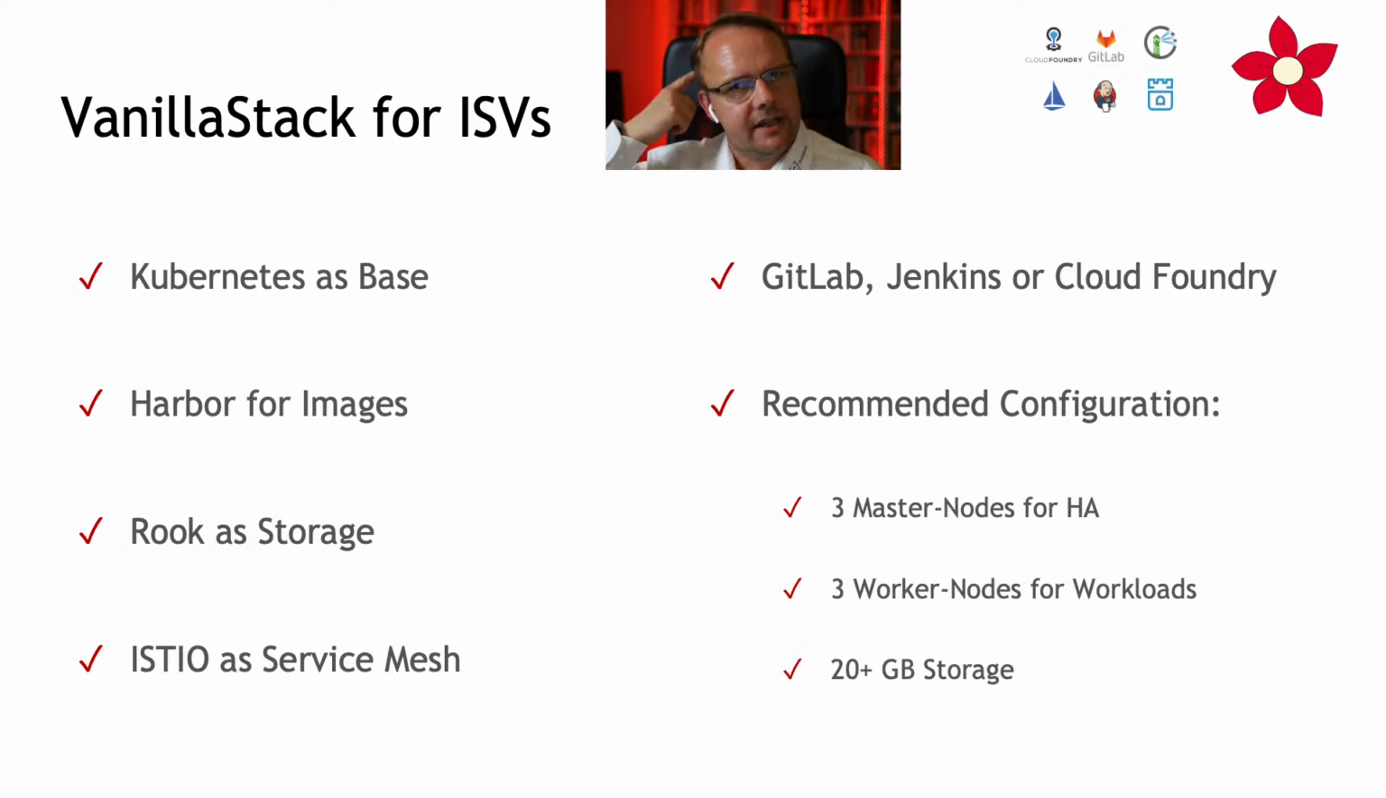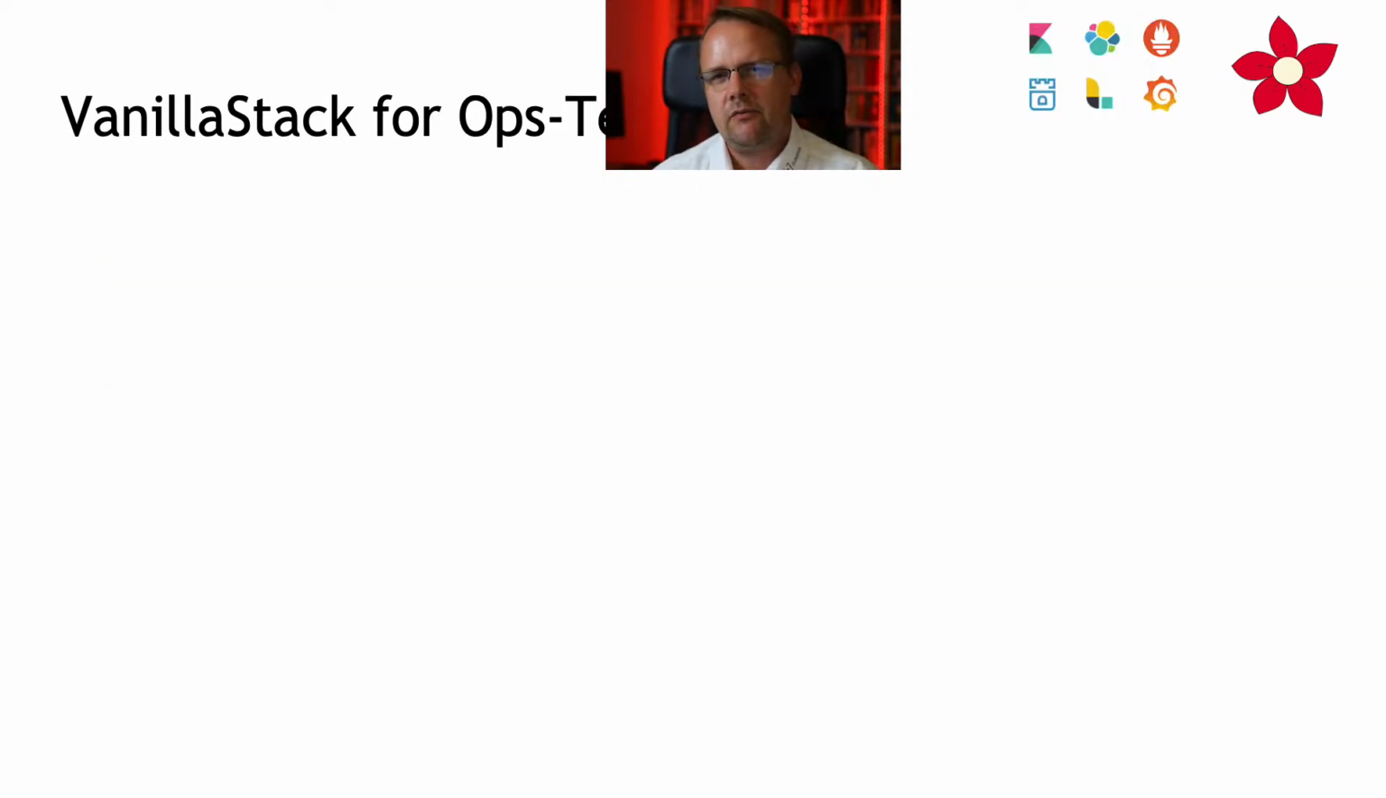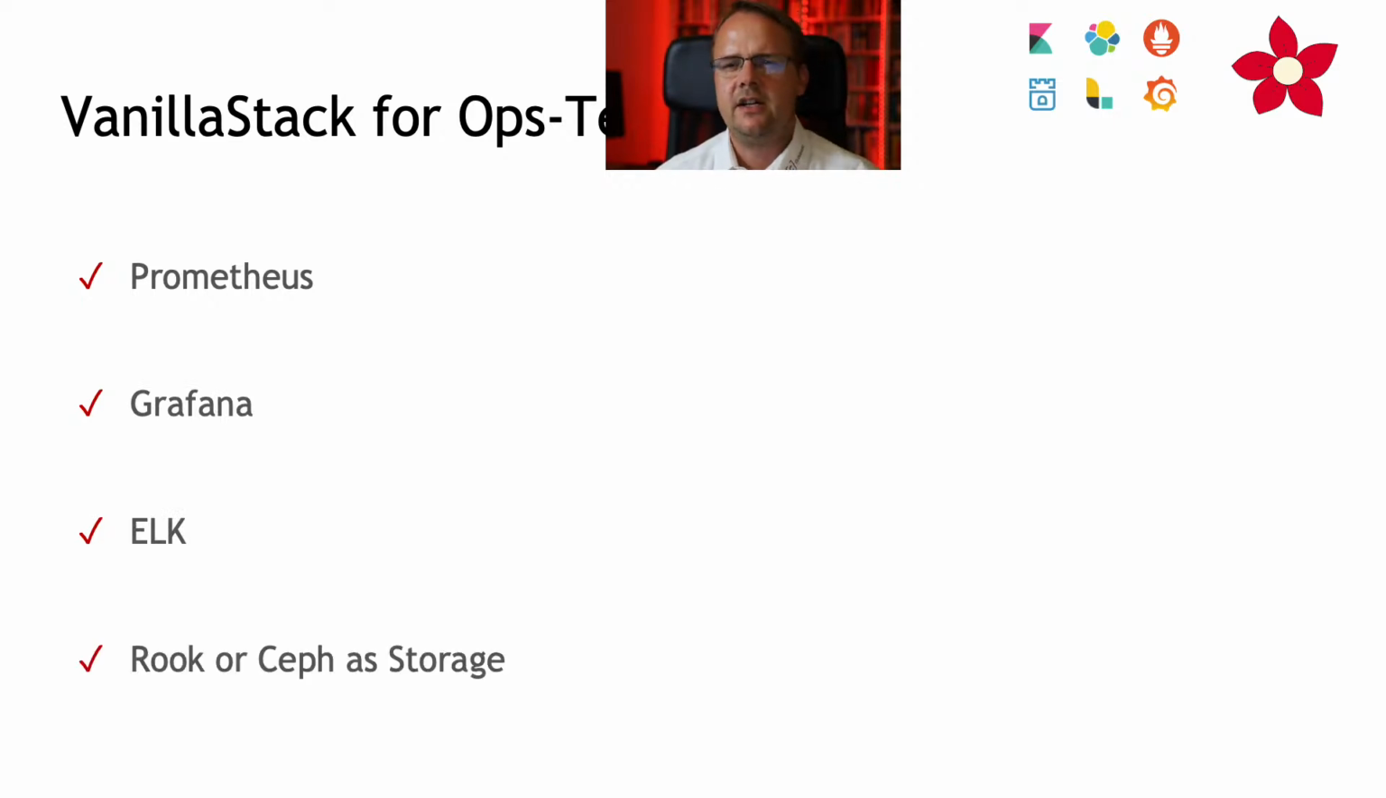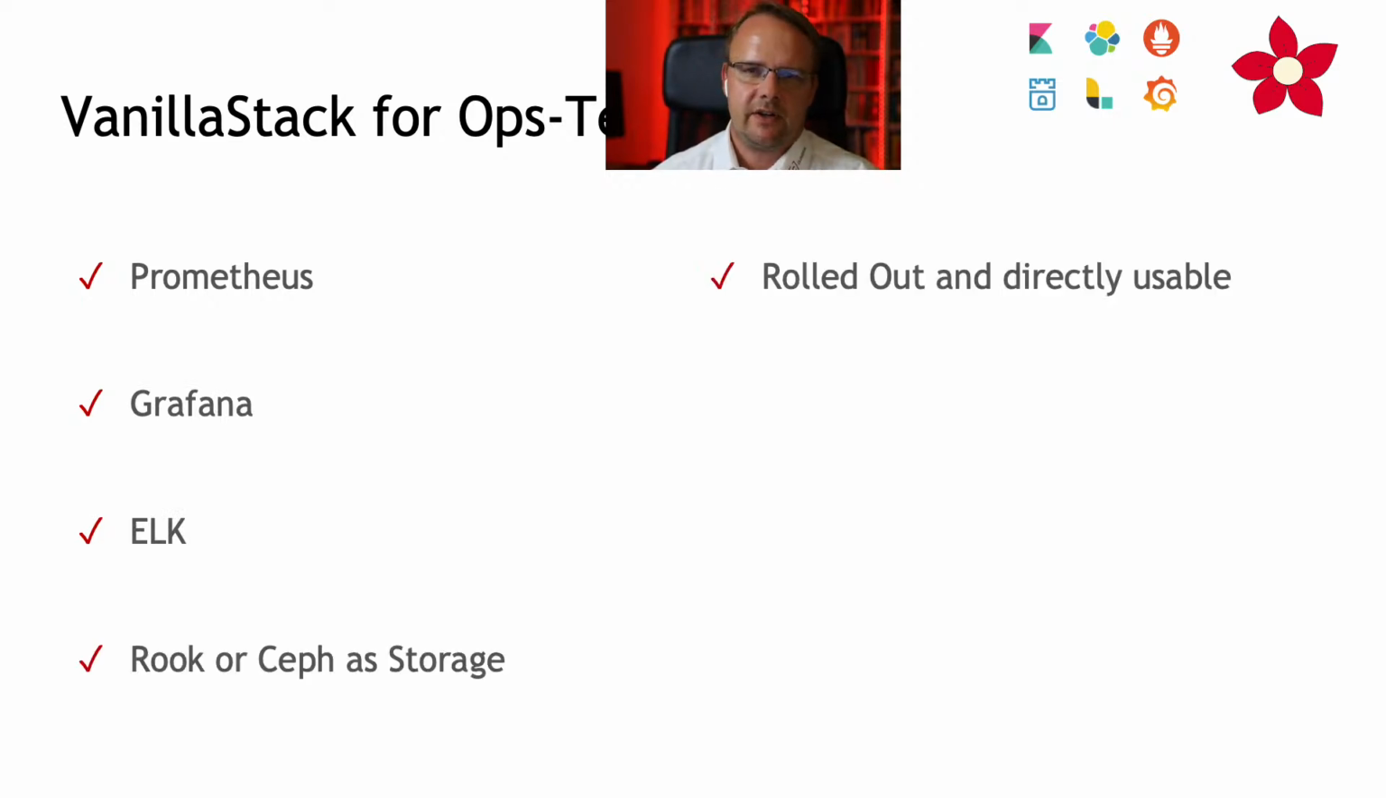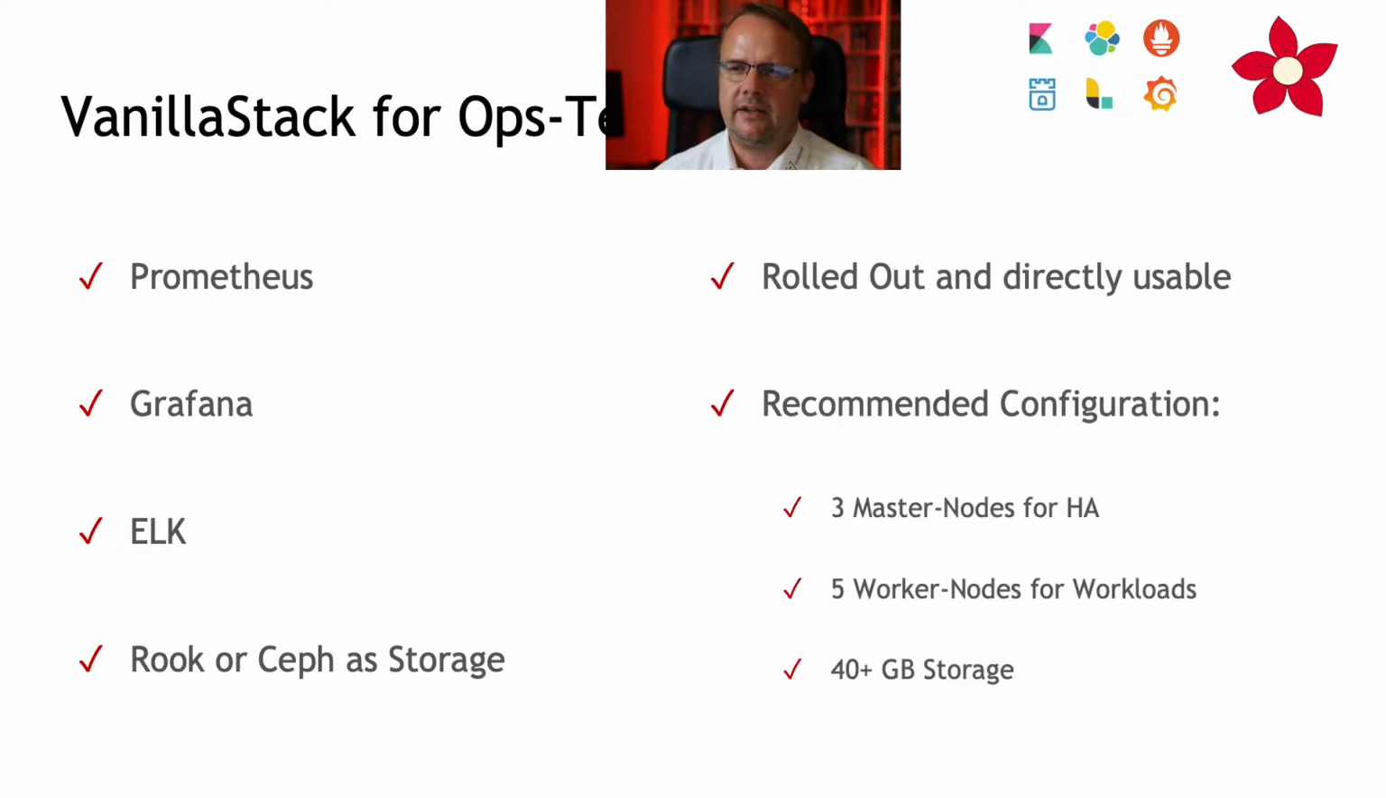The demand is not that high in regards to the infrastructure. 3 masters, 3 workers and some storage. And if you want to set up something that is just running workloads for ops teams, you would roll out Prometheus, Grafana, Elk or VStacks, Rook or Ceph as storage. We roll it out. It's easily usable. Again, it is not that demanding.